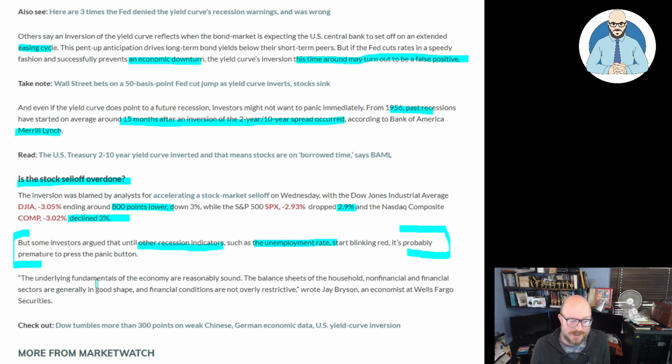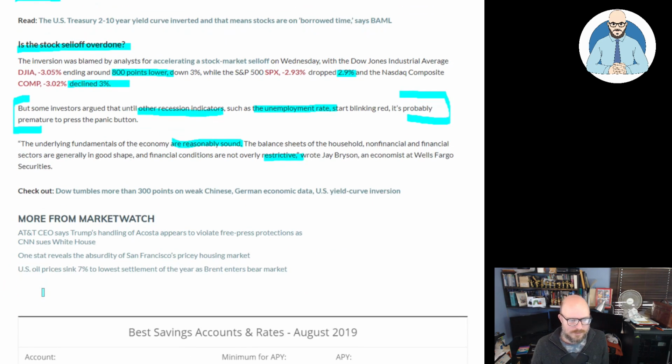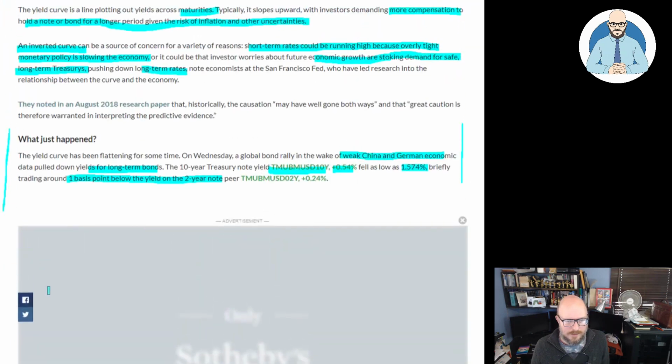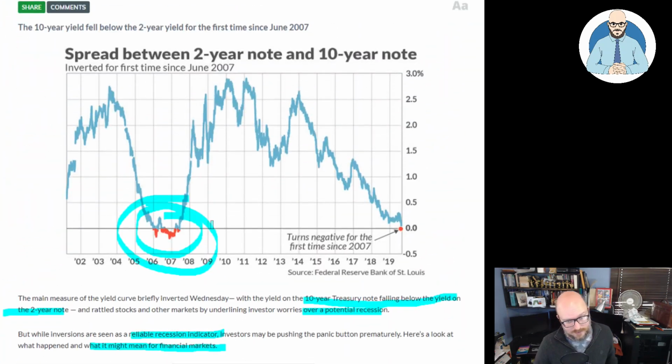The underlying fundamentals of the economy are reasonably sound. We keep hearing that, don't we? The balance sheets of the household, non-financial and financial sectors are generally in good shape, and financial conditions are not overly restrictive, wrote Jay Brayson, an economist at Wells Fargo Securities. So there you go. That gives us an understanding a bit more about the inversion curve that's occurred, that we've hit right again.